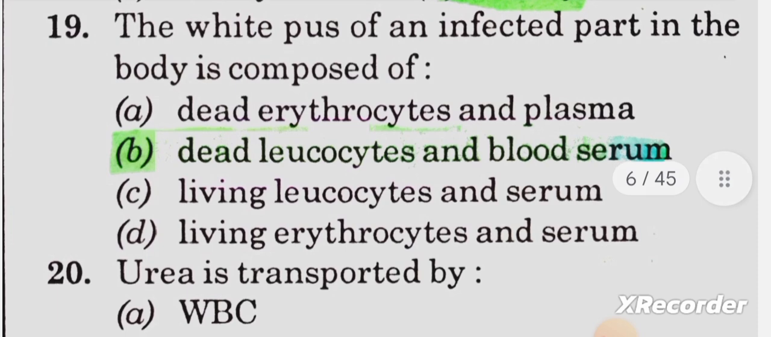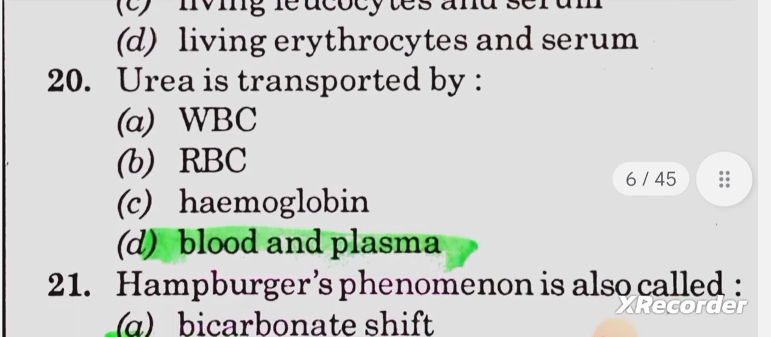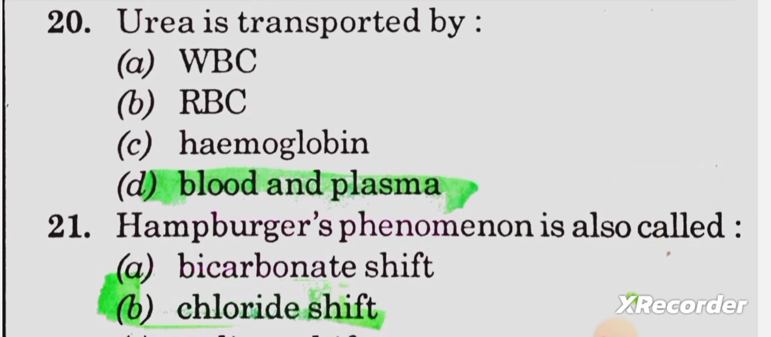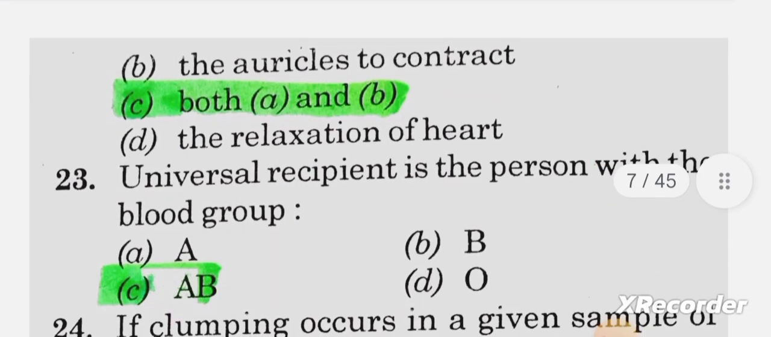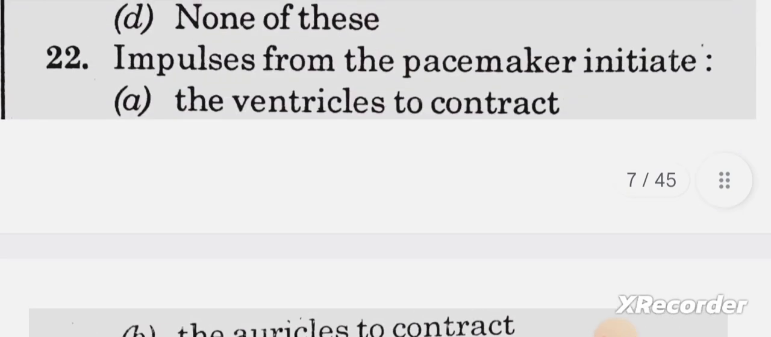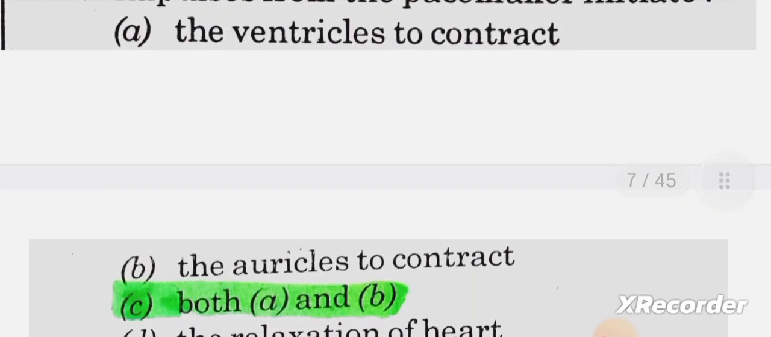The white pus of an infected part in the body is composed of answer B, dead leukocytes and blood serum. Next 20. Urea is transported by answer D, blood and plasma. 21. Hamburger's phenomenon is also called answer B, chloride shift. Next 22. Impulses from the pacemaker initiate answer C, both A and B. A, the ventricle to contract, and B, the auricles to contract.